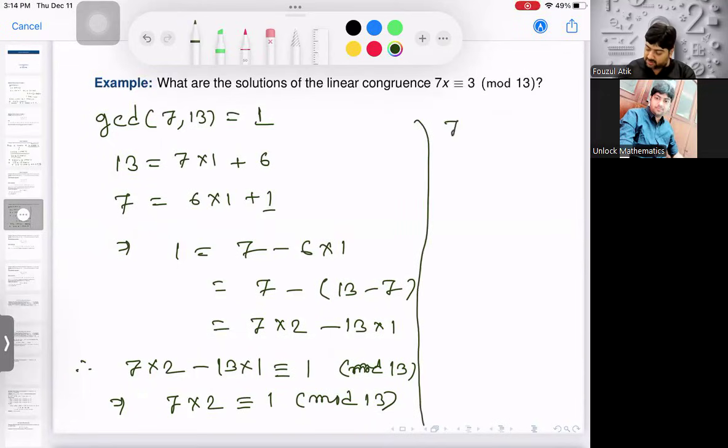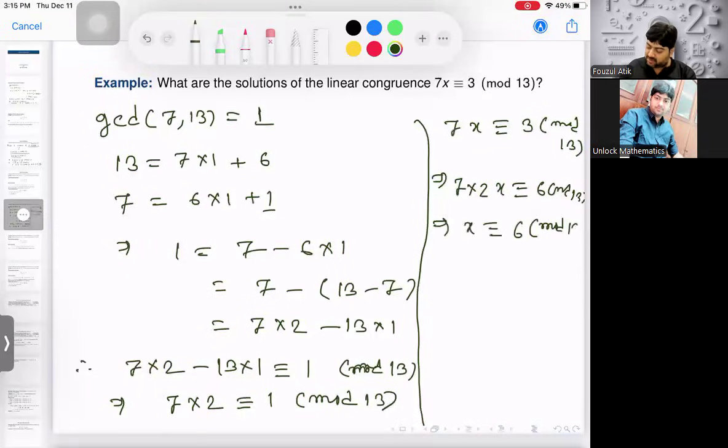You have 7x congruent to 3 mod 13. What will we do now? Just multiply with 2. So 7 into 2 x is congruent to 6 modulo 13. And therefore, 7 into 2 is 1. So x is congruent to 6 modulo 13. Our job is done. What is the solution? Therefore, the solution is x is congruent to 6 mod 13. Easy? Now, till now we solved one.